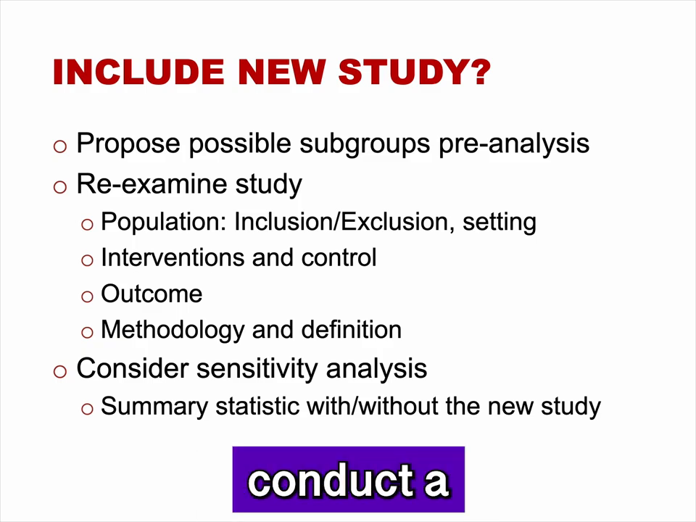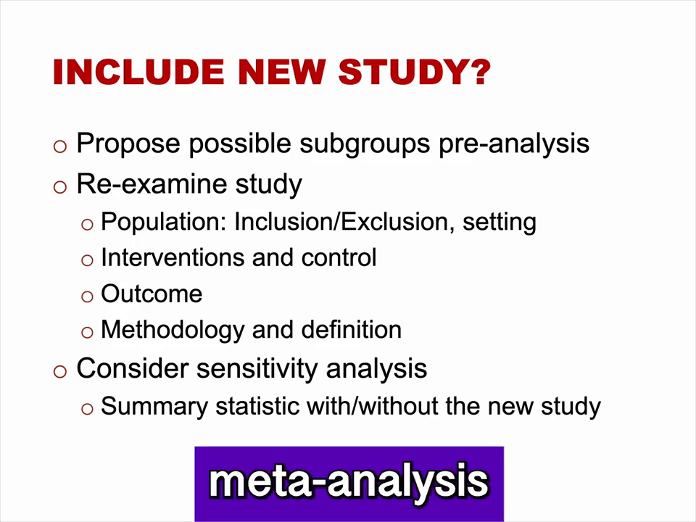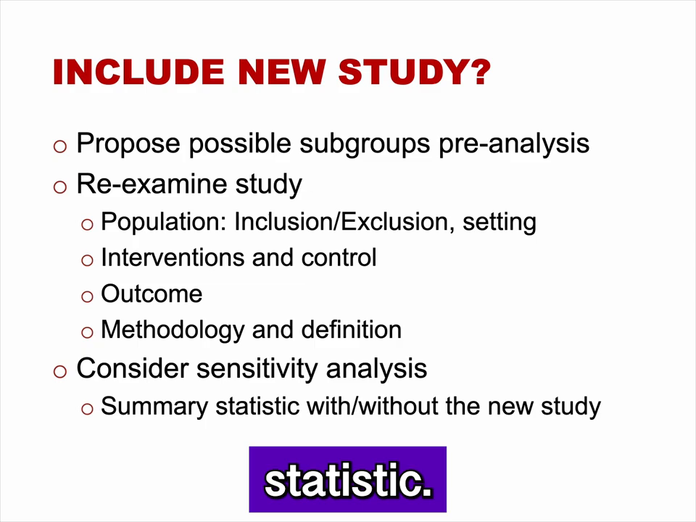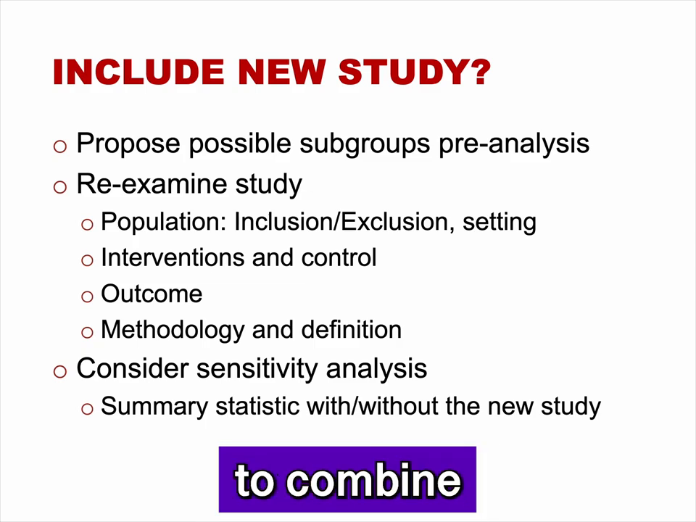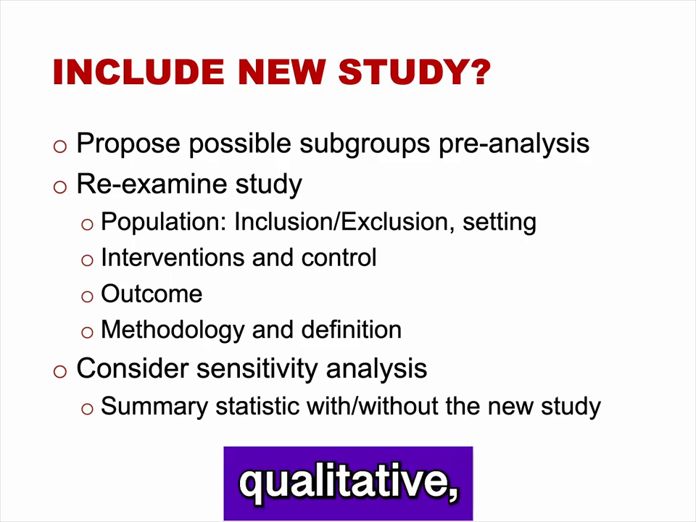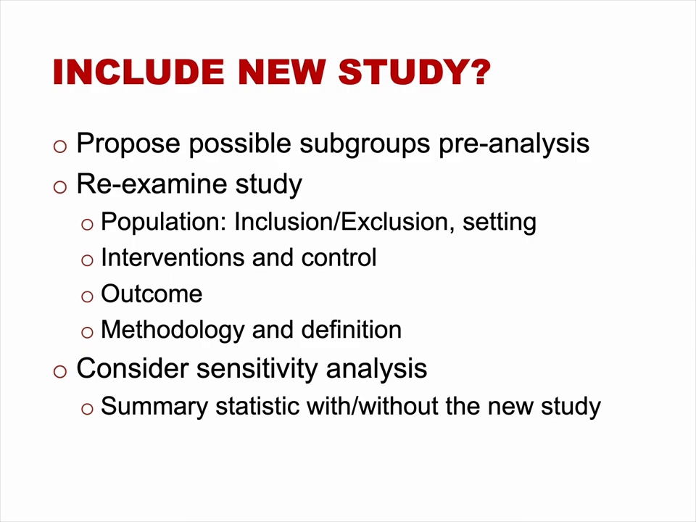Alternatively, you can conduct a sensitivity analysis. A sensitivity analysis determines the meta-analysis summary statistic with and without the new study to determine the study's impact on the summary statistic. Sometimes it may not be possible to combine the study results due to heterogeneity, and the study is completed as a qualitative systematic review rather than a quantitative meta-analysis.